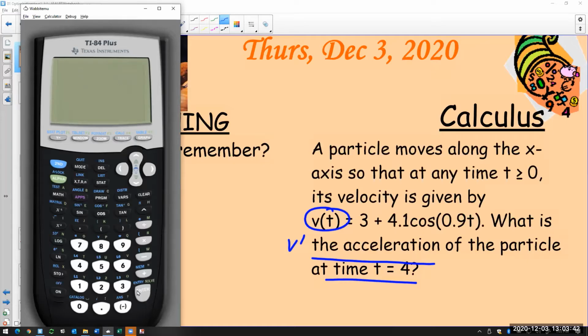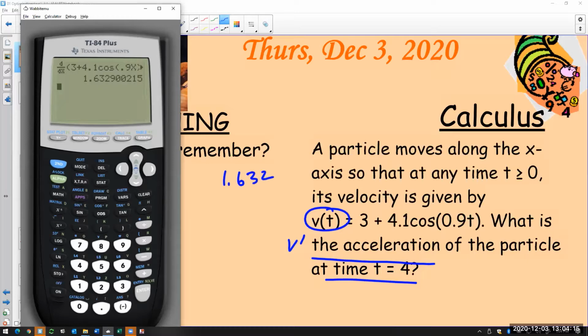So right here, I'm going to do math 8. I'm going to put d/dx right here. Right here, I'm going to put my function, which is 3 plus 4.1 cosine of 0.9. I know it says t, but I'm going to put x. My calculator doesn't know, I'm cheating on it. Instead of t, I'll use x, and x is going to be 4. Press enter, and this is what I get, 1.632 or 1.633.